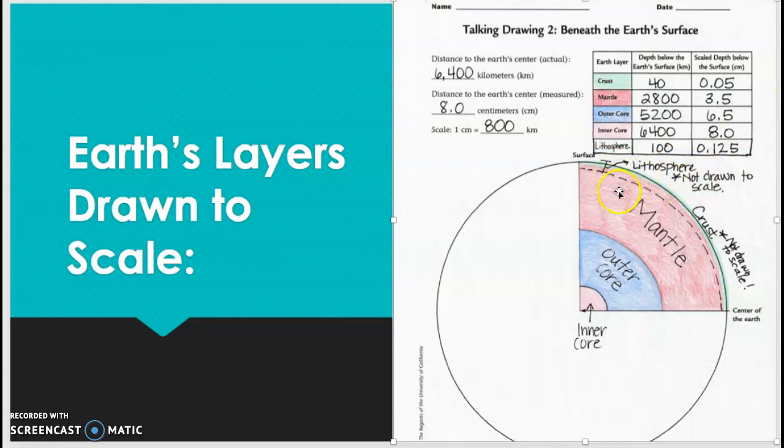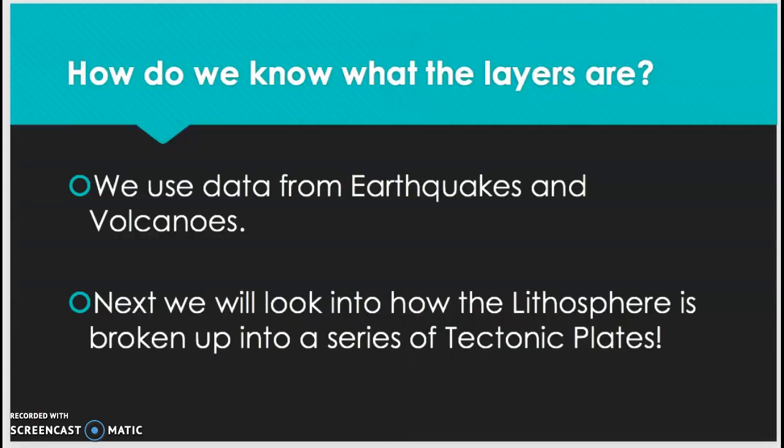So you have this solid outer part, the crust and the top of the mantle. Here's where your magma is that feeds the volcanoes. It's in the center of this mantle. And your mantle is your thickest layer of the earth. Okay? So you might be saying to yourself, okay, Mrs. McNeil, well, how do we even know that? How do we know what the layers of the earth even are?